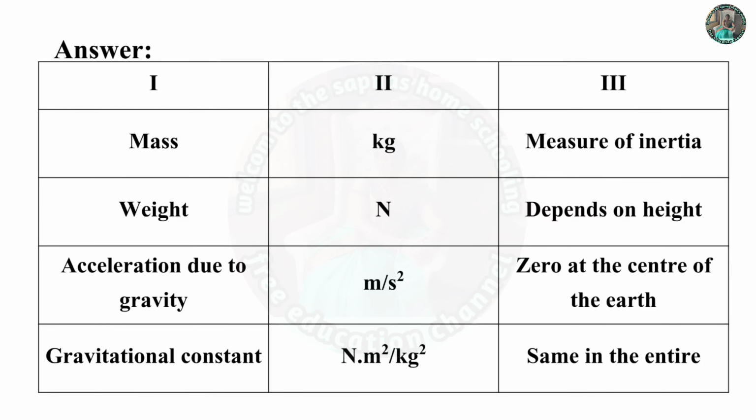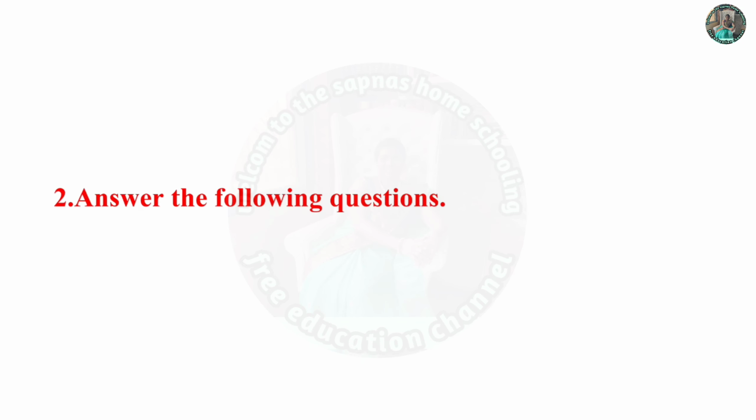Answers. Mass is equal to kg is equal to measure of inertia. Second, weight is Newton and depends on height. Third, acceleration due to gravity is m/s square, 0 at the center of the earth. And fourth, gravitational constant is equal to N m square per kg square, same in the entire universe.